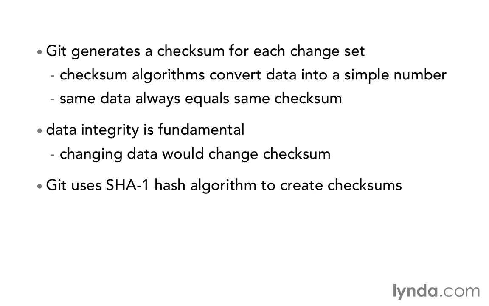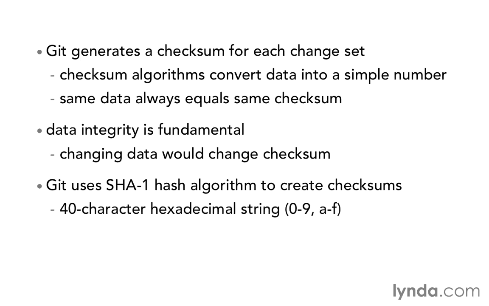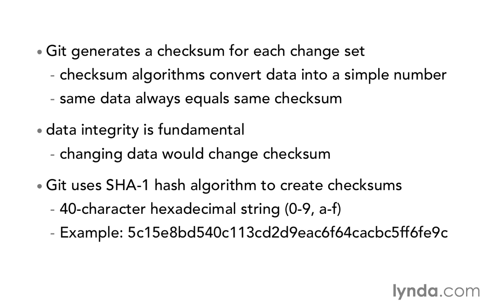The number that algorithm generates is always going to be a 40-character hexadecimal string. Hexadecimal means it can have the numbers 0 through 9 and the letters A through F. So an example might look something like this: 5C15E 8BD 540, and so on. 40 characters long, made up of those characters. So what Git does is it takes the entire set of changes, runs them through an algorithm, and in the end comes out with this one 40-digit number.